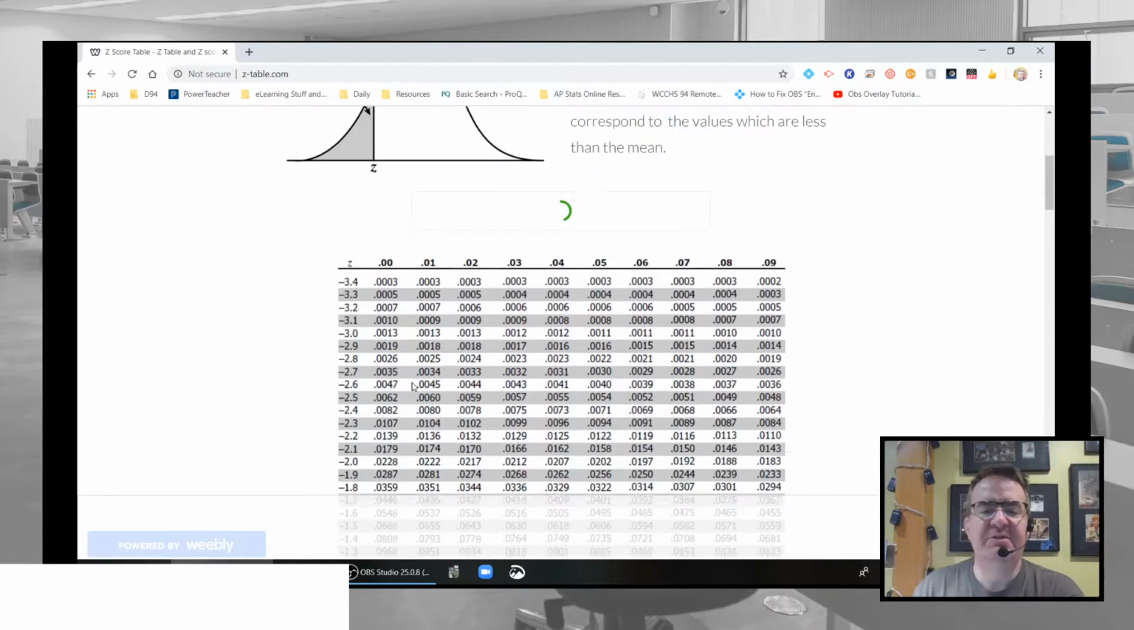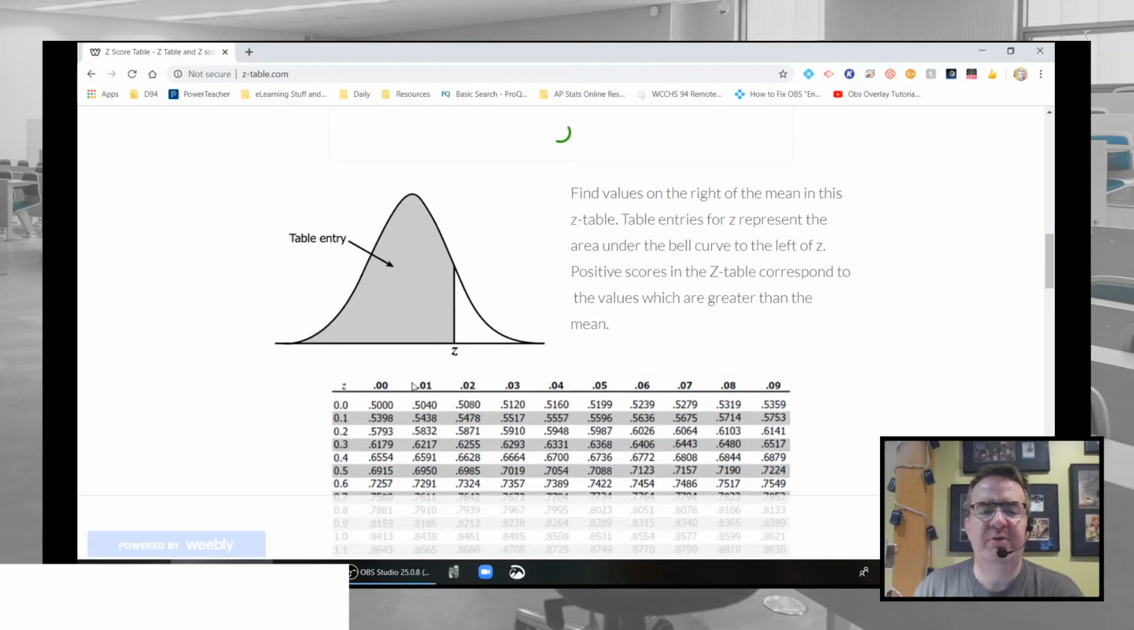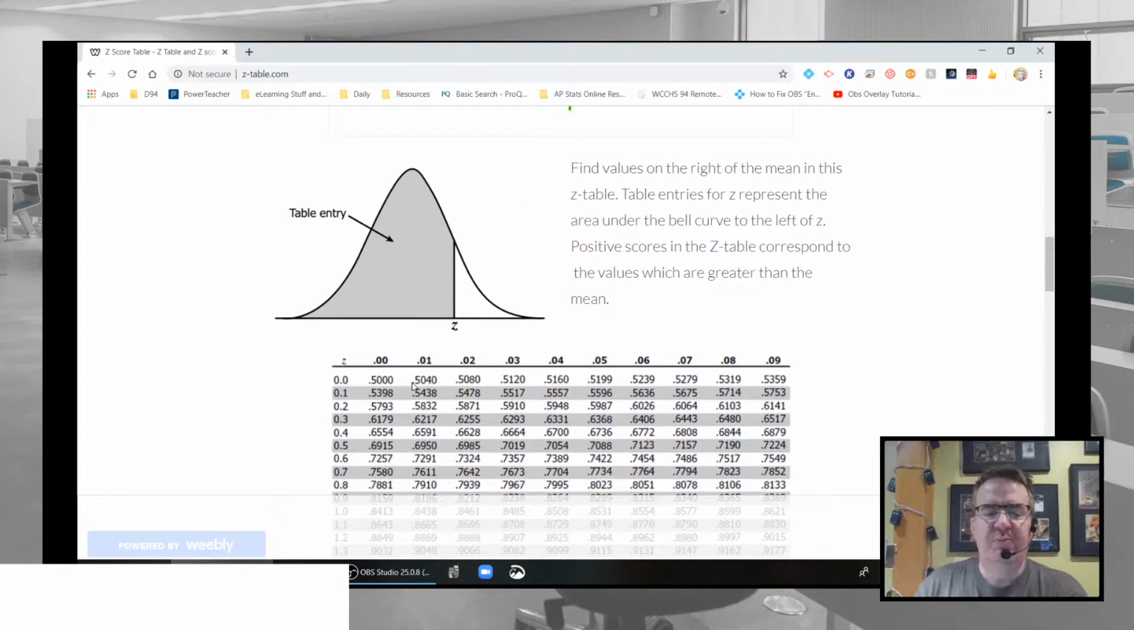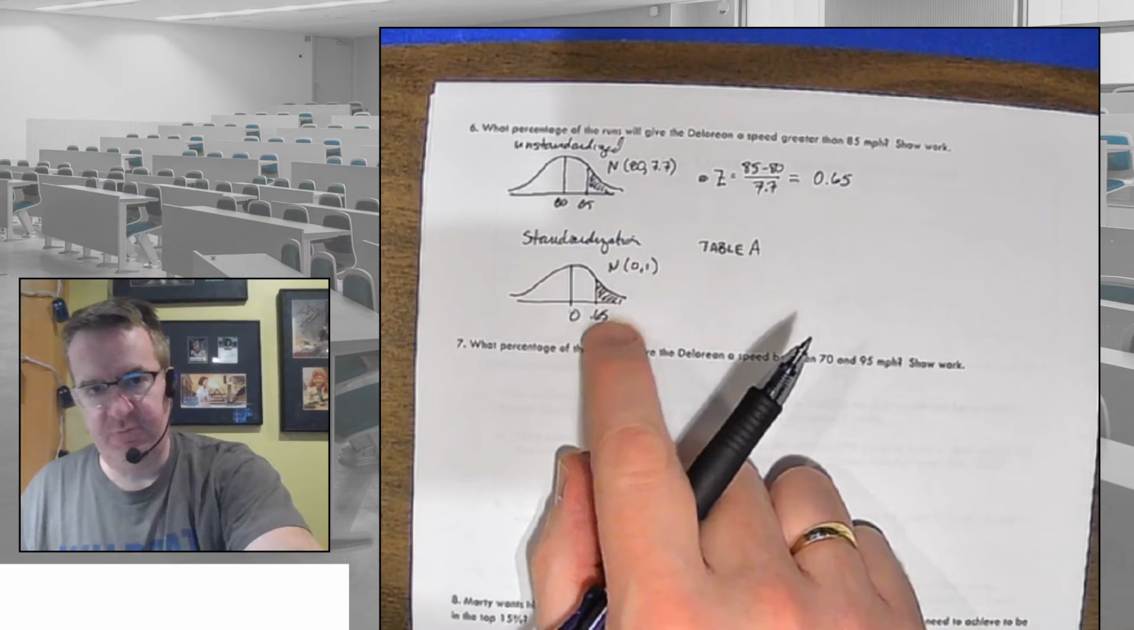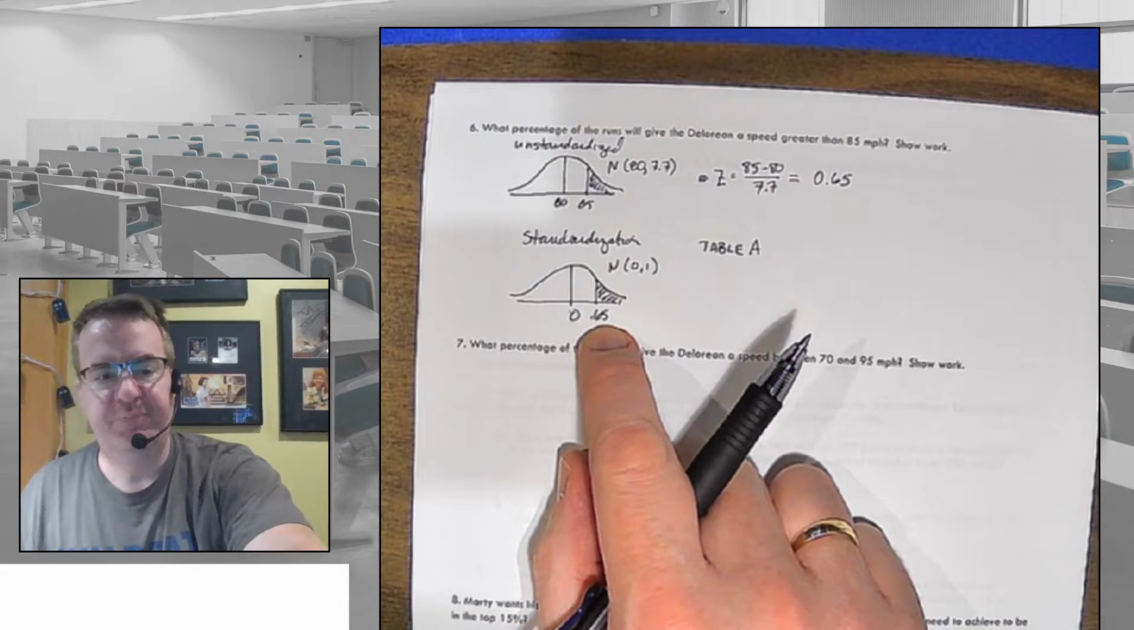Now we're doing a positive one, so we're going to scroll all the way down here to the positive one. So when we look for 0.65, which is right here, 0.7422. Notice, the way I'm doing that is 0.65, and then I'm going to go over, so this is 6.0, 6.1, 6.2, 6.3, 6.4, 6.5. That is all the area from your z-score to the left. We want, and this is the whole reason why you draw this picture over here, the area to the right. Okay?